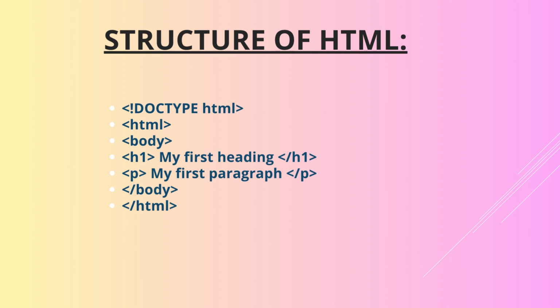Now comes the topic, structure of the HTML. The structure of the HTML is mainly divided into two parts: head and body. The head contains the information about the HTML document, for example, the title of the page, version of HTML, metadata, etc. Then comes the body. This contains everything you want to display on the web page.